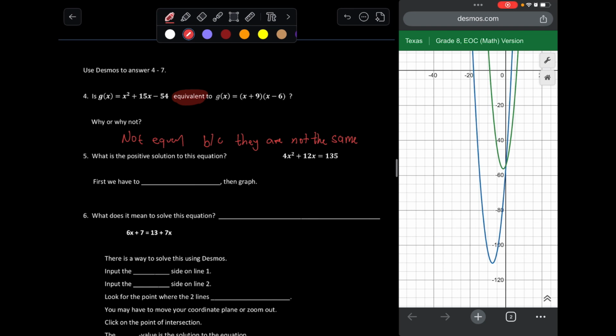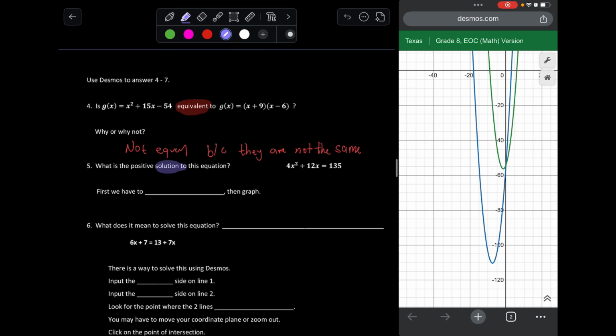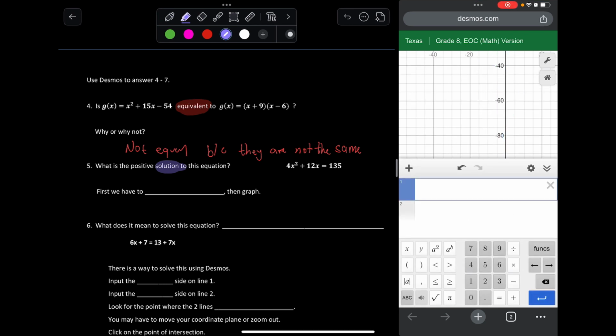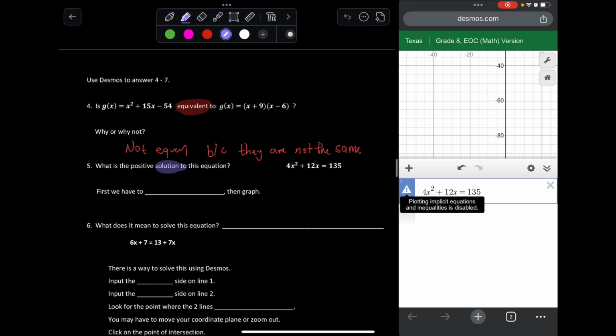Positive and solution. We just saw that in the last page. What's another word for solution? Roots. Yeah. So we're looking for the x-intercept. Yes. Now I'm going to go ahead and try to plug this in. My equation, I'm going to try to plug this in, is equal to 135. And oh no, I get an error.